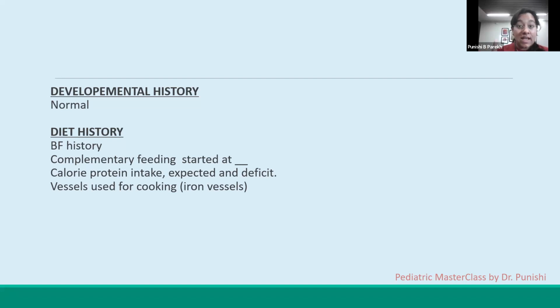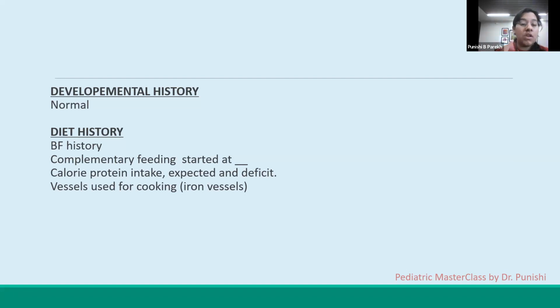Complementary feeding becomes very important when you're dealing with anemia. You want to know whether the right nutrition has been introduced at the right age, and whether or not the child is receiving all that it should or is nutritionally deprived, which is causing the anemia. Like in any other case, you'll calculate the expected protein and calorie intake and the deficit.